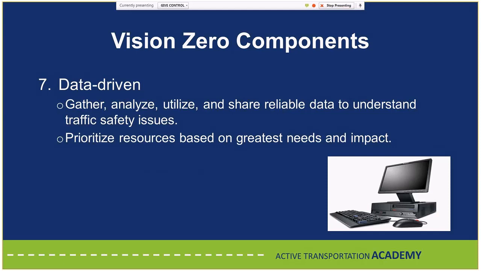And then data is also very important in Vision Zero. So it needs to be data-driven. Gathering, analyzing, utilizing, and sharing reliable data to truly understand the traffic safety issues in the community is that baseline that's needed. There's so much data available nowadays that using what we have to make informed decisions is really important. It also helps us prioritize whatever we choose to implement first based on the greatest needs and impacts that come out of the data.